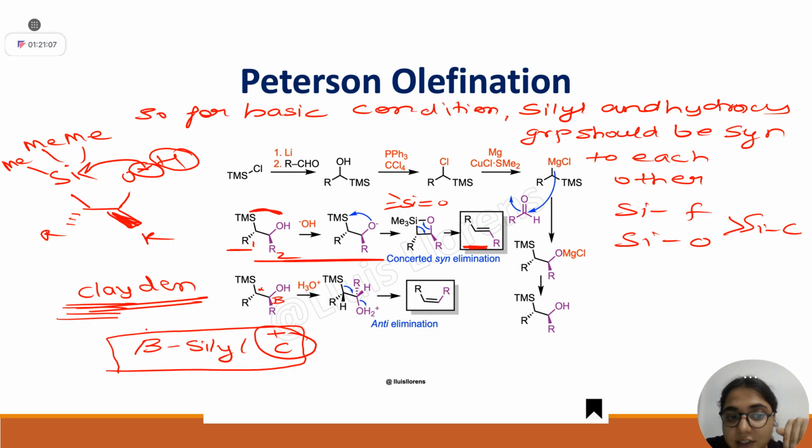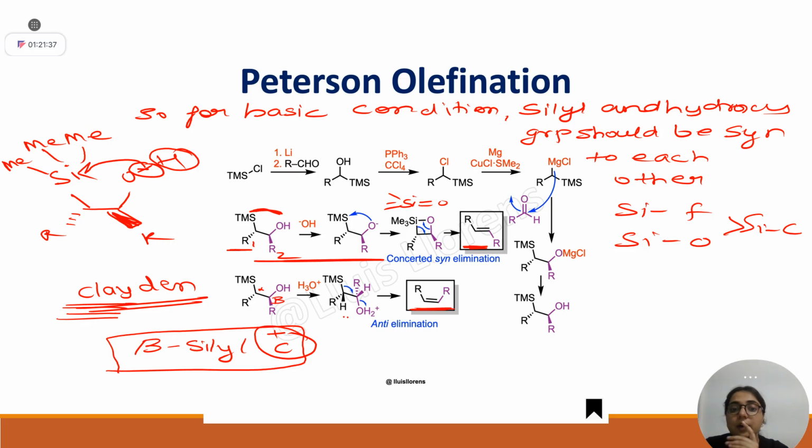I am asking you again and again to read Clayden because when you read books, you get your concepts more clear. So, in presence of acidic media, first this hydroxyl group will be protonated. It will leave as an H2O molecule, leaving behind the carbocation. Then that silyl group and OH2 group will leave and will give you this olefin.